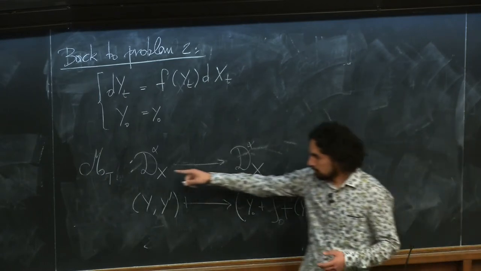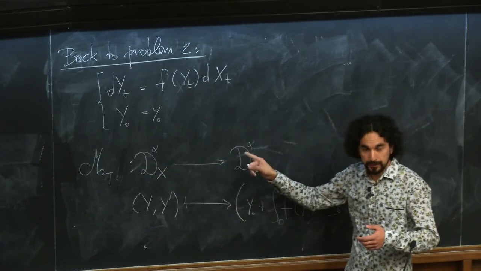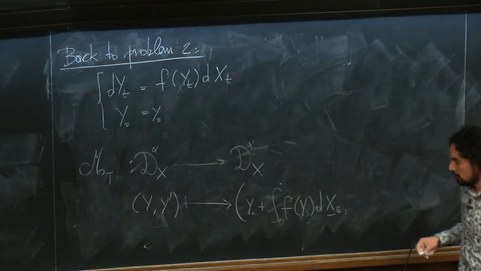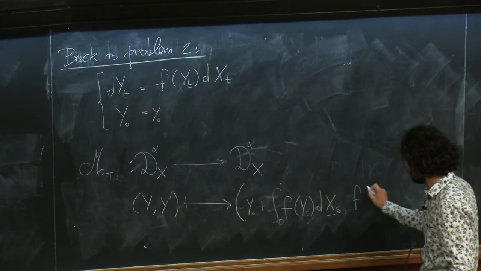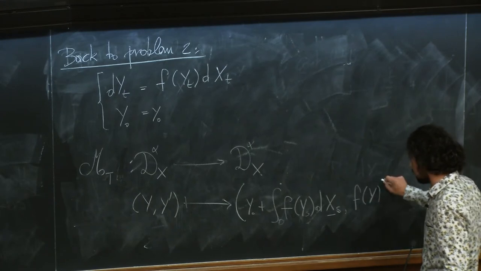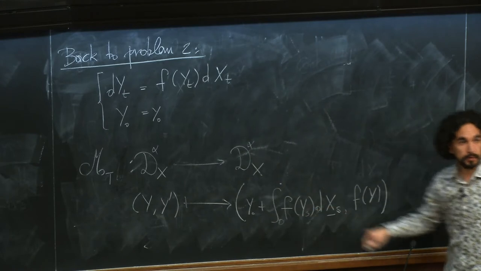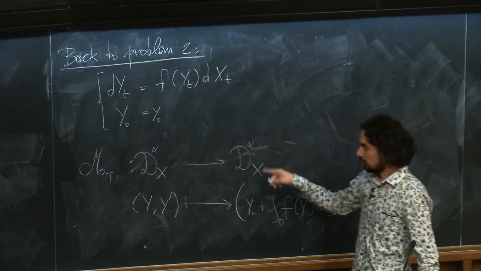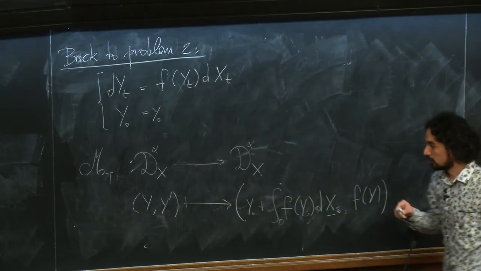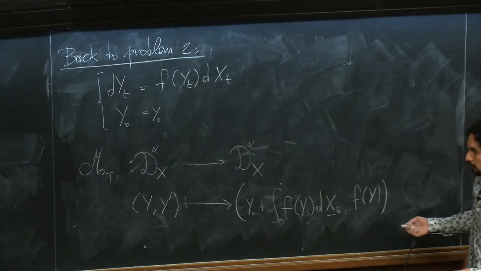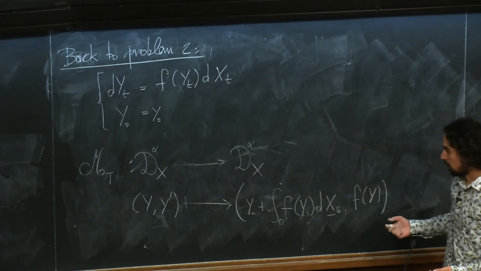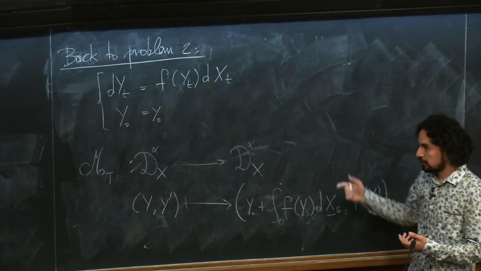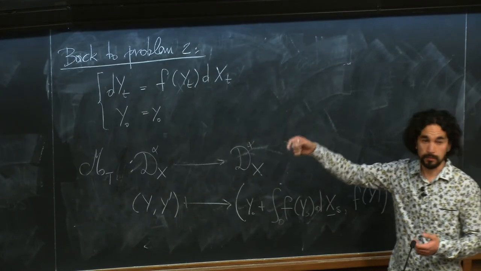So to get a map from control rough paths to control rough paths, I also have to give a prime for this guy. And the theorem above tells us that the right notion of derivative is whatever I have inside the integral. So this is indeed a control rough path. Of course, there are some analytical bounds, but they are provided by the theorem above.